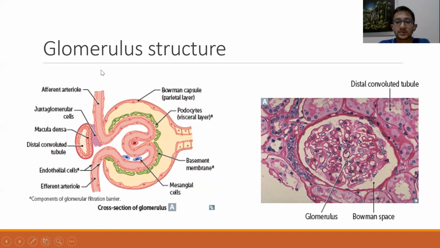We'll go into the details on the next slide, but you can see the different types of cells that are available here. This would be the capillaries, and this is the start of the nephron with the glomerular space in the Bowman's capsule. That's what it's called. You can see the podocytes over here. You can see the histological picture over here.